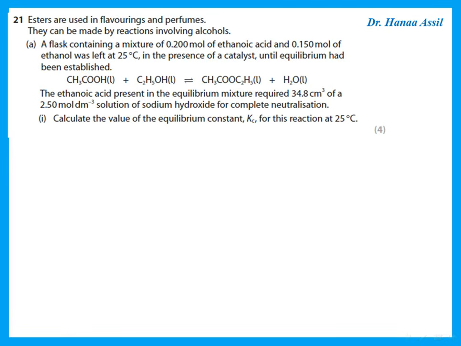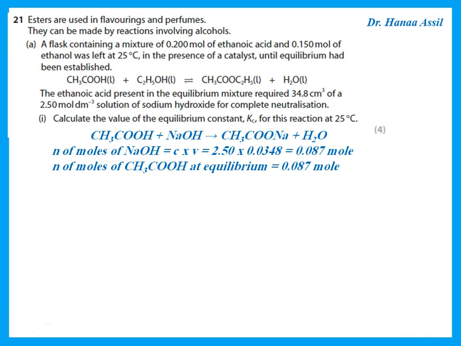Okay, first of all, let's see what he's saying. The ethanoic acid at equilibrium reacted with 34.8 cm³ of 2.5 mol/dm³ of sodium hydroxide. So we're saying the ethanoic acid plus sodium hydroxide gives this. The number of moles of sodium hydroxide is the concentration times volume. And from that equation that we wrote, the number of moles of sodium hydroxide is the same as number of moles of acid at equilibrium. So after it reacted, what I'm left with is 0.087 mole.